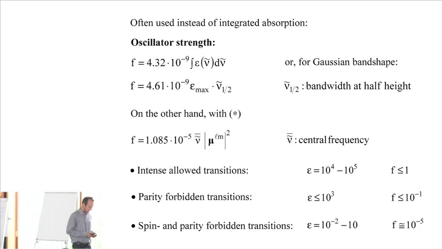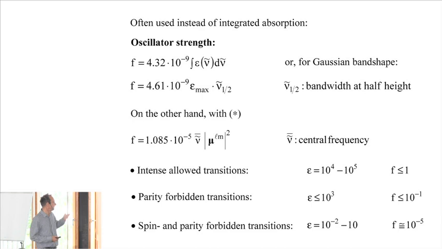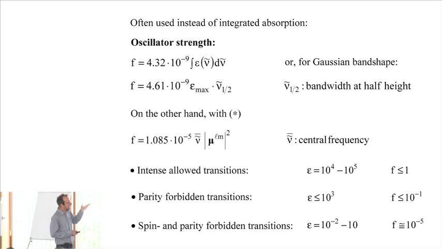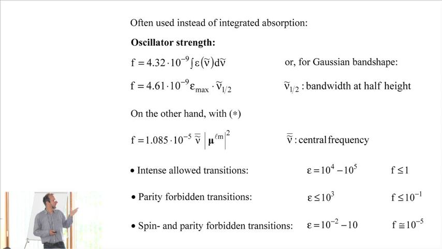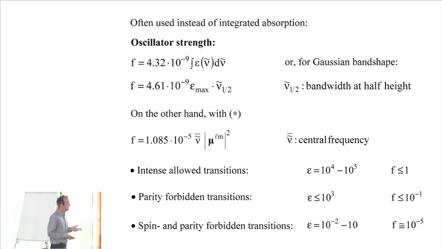And so there is normally a correlation between the epsilon values and oscillator strengths. For very intense, large transitions, you have epsilon values in the order of a couple of 10,000 to 100,000, and f gets close to unity. For principal reasons, f cannot be greater than unity. For parity forbidden transitions, and I come to this point in a minute, the epsilon values are smaller than 1,000, and oscillator strengths are below 10 to the minus 1. And for spin and parity forbidden transitions, you have epsilon values from 10 to 10 to the minus 2, and the oscillator strengths are in the order of 10 to the minus 5.